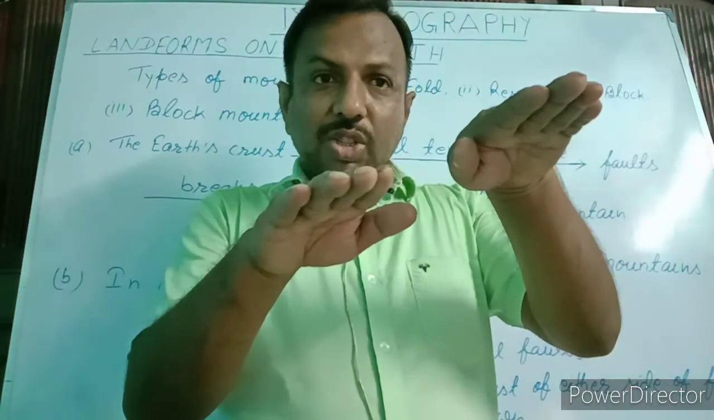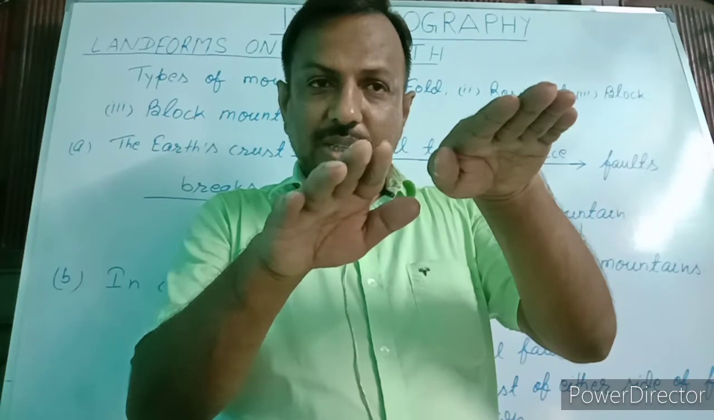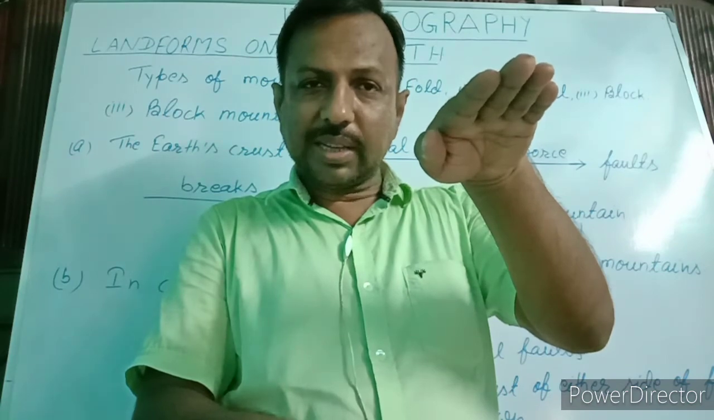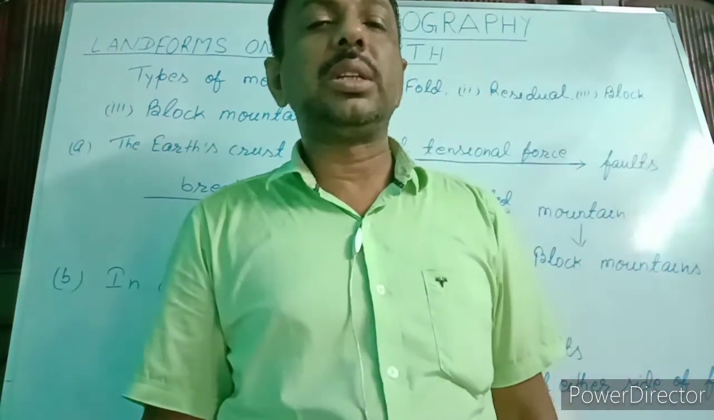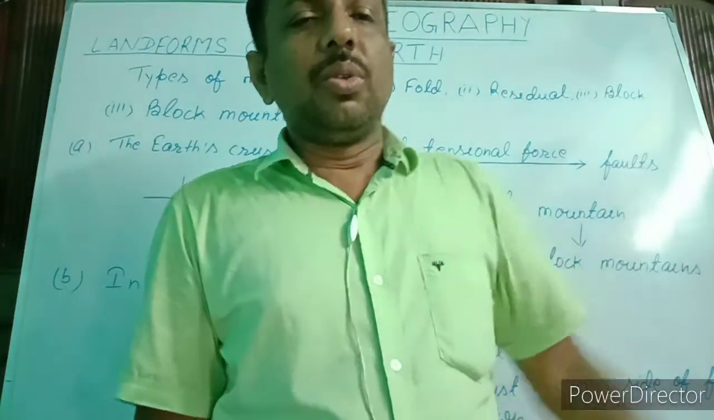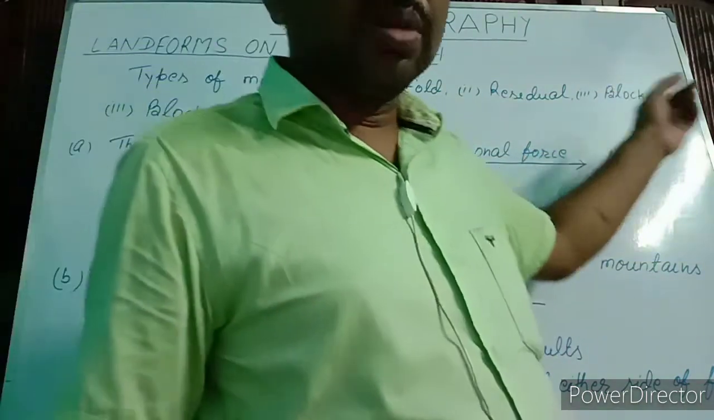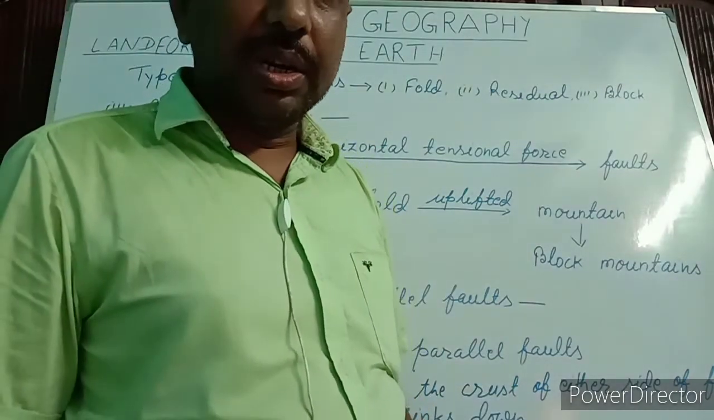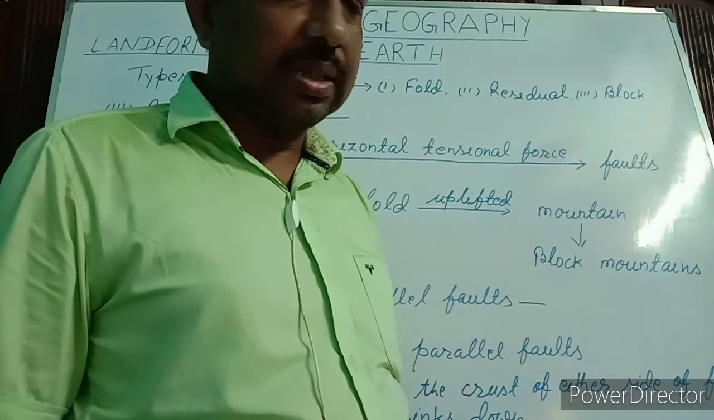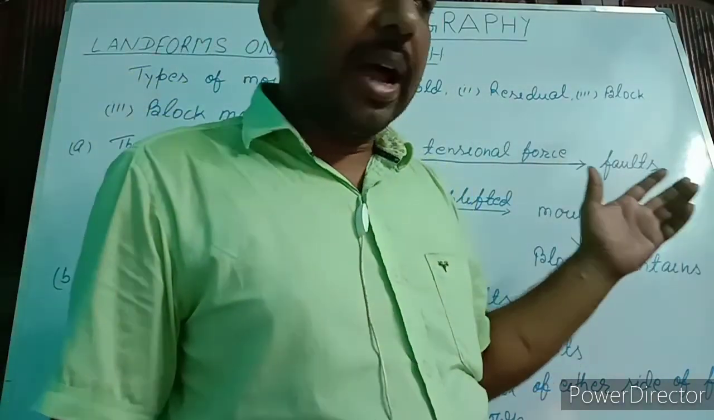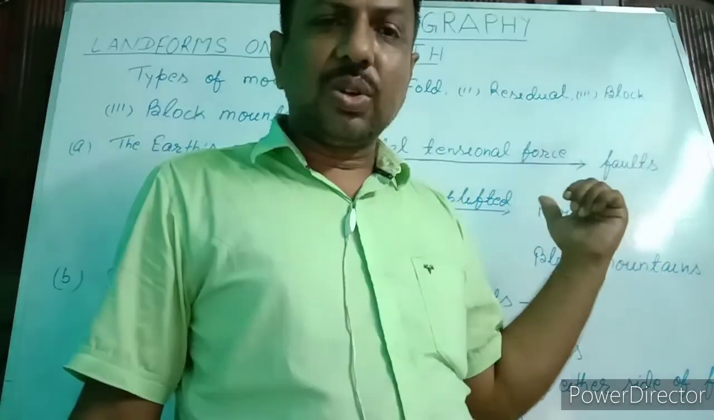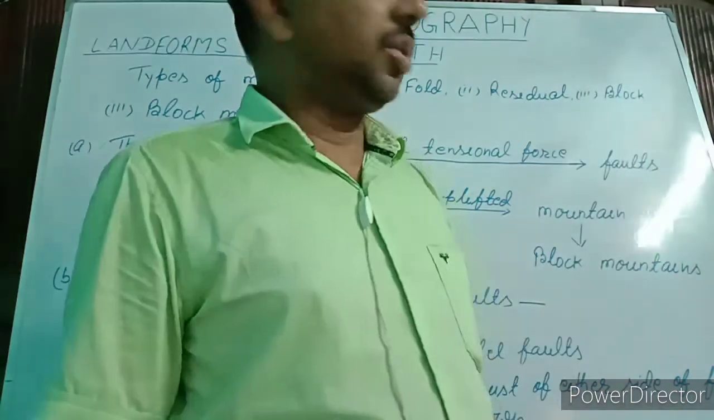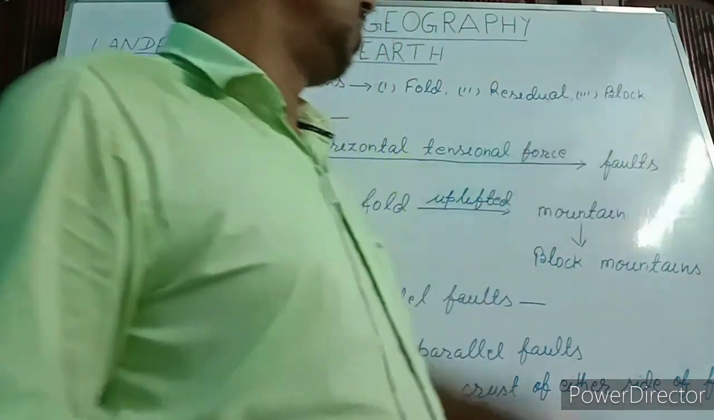When one edge of the crust beside the fault sinks down, automatically the portion of the fault will rise up and take the shape of a mountain. That type of mountain is called a block mountain. So we have three processes of the formation of block mountain. First, a horizontal tensional force is applied on the earth crust, then the faults are prepared and the crust is broken into pieces, that is called the fold. This fold rises up and gets the shape of a mountain, that is called the block mountain.